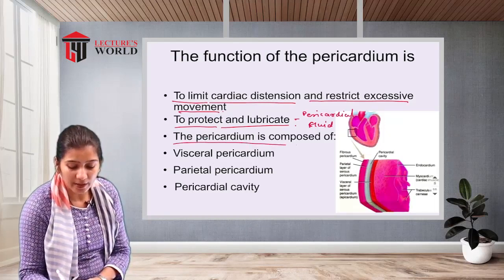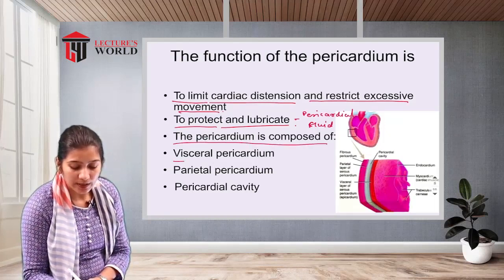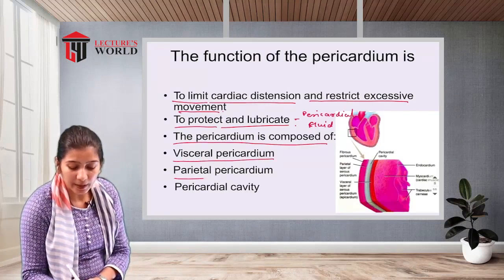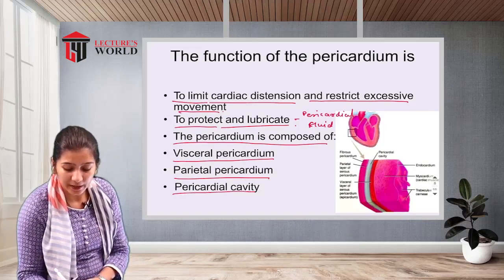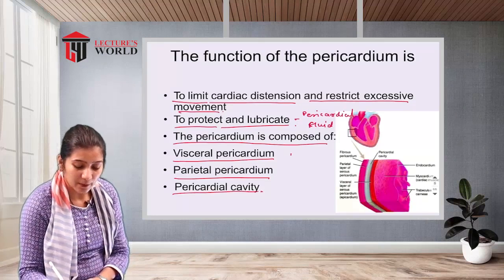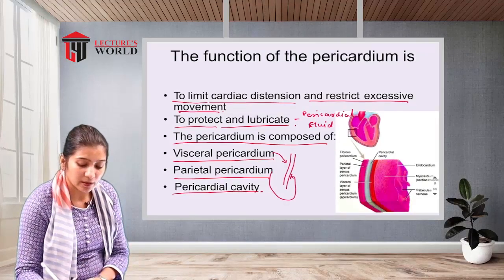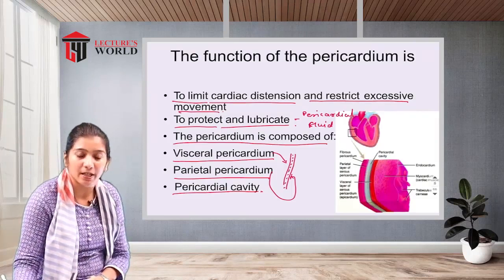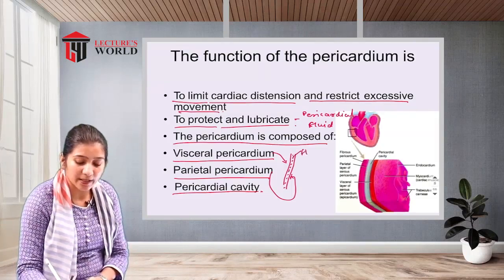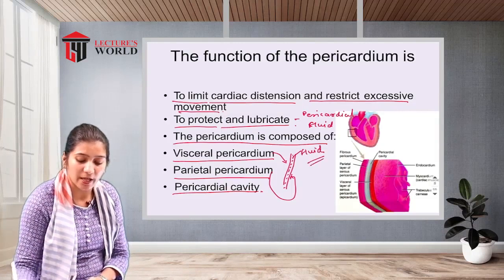The pericardium is composed of the visceral pericardium, the parietal pericardium and the pericardial cavity. Suppose this is the visceral pericardium and this is the parietal pericardium. Between them a cavity is formed, known as the pericardial cavity, and the fluid present in that cavity is known as the pericardial fluid.